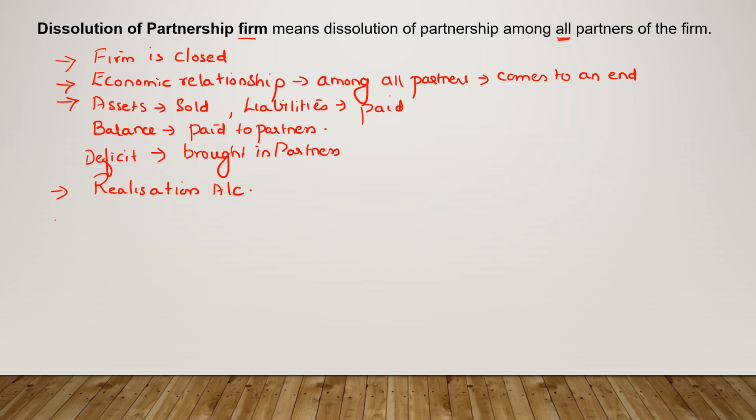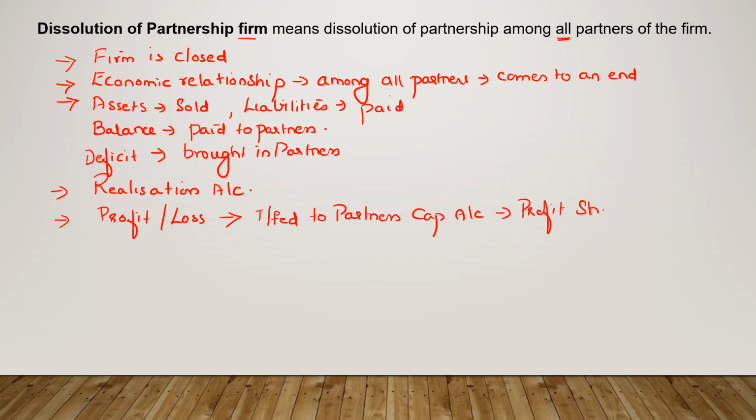Thereafter, we would be closing out the realization account, and the result of that would be realization profit or loss. So this profit or loss on preparation of realization account shall be transferred to the partners' capital accounts in their profit sharing ratio. So whatever is the agreed ratio, in that ratio, the profit or loss on realization shall be transferred. So this is in short about the theory part of the dissolution of partnership firm.